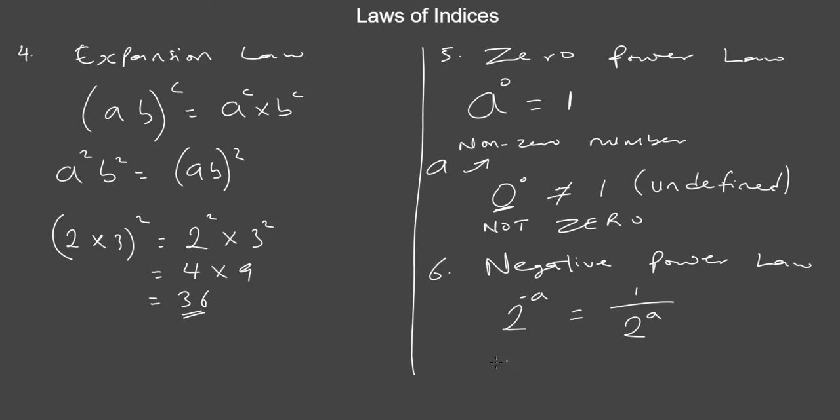So let's look at an example. If I ask you to simplify 5 raised to the power of minus 2, you can write it as 1 divided by 5 raised to the power of 2. Just remove the negative and invert it. Then that will give you 1 divided by 5 raised to the power of 2, which is 5 times 5, and that's 25. So this is the negative power law. You can remove the negative sign from the power by inverting the whole expression and retaining the power without the sign.